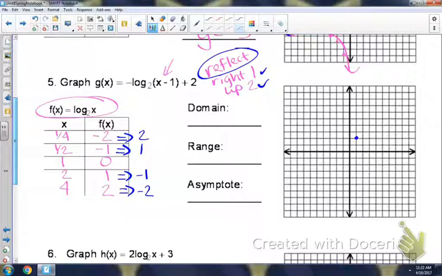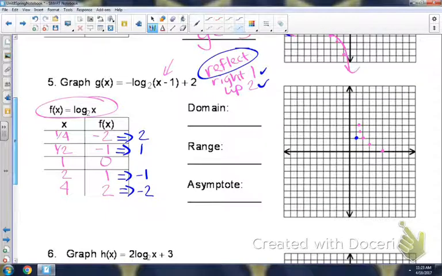I'm plotting the points 1/4, so right 1/4, up 2. And then right 1/2, up 1. 1, 0, so right 1. And then right 2, down 1. And right 4 from that blue origin point, down 2.